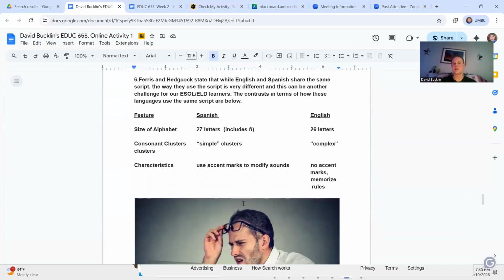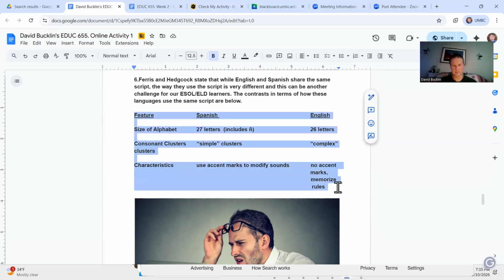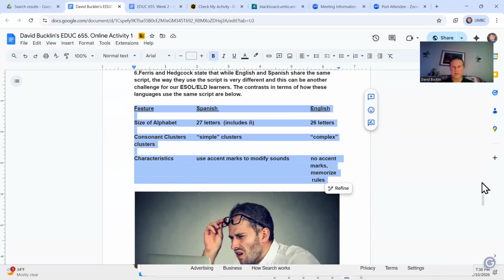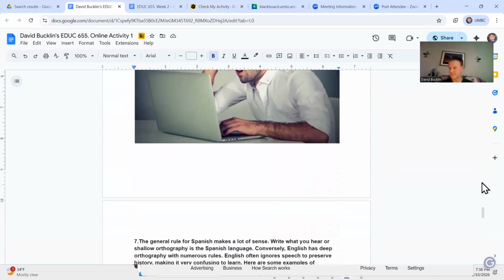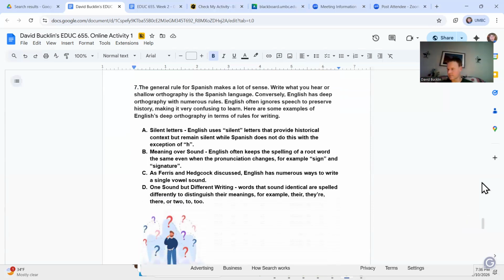Ferris and Hedgecock go on to state, while English and Spanish share the same script, the way the script is used is very different. Take a look at the differences here in terms of the size of the alphabet, consonant clusters, and characteristics. Continuing with the theme, Spanish is straightforward, English very confusing.